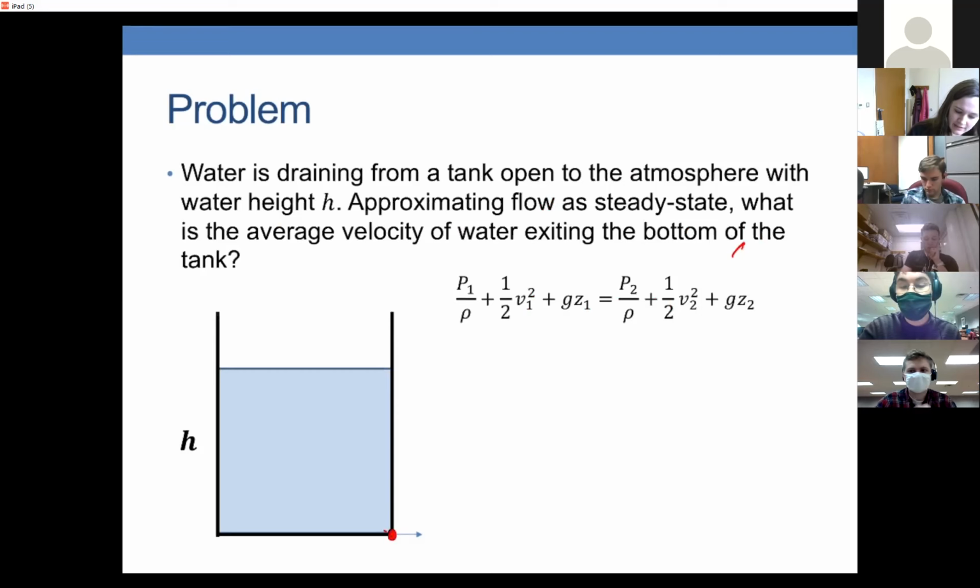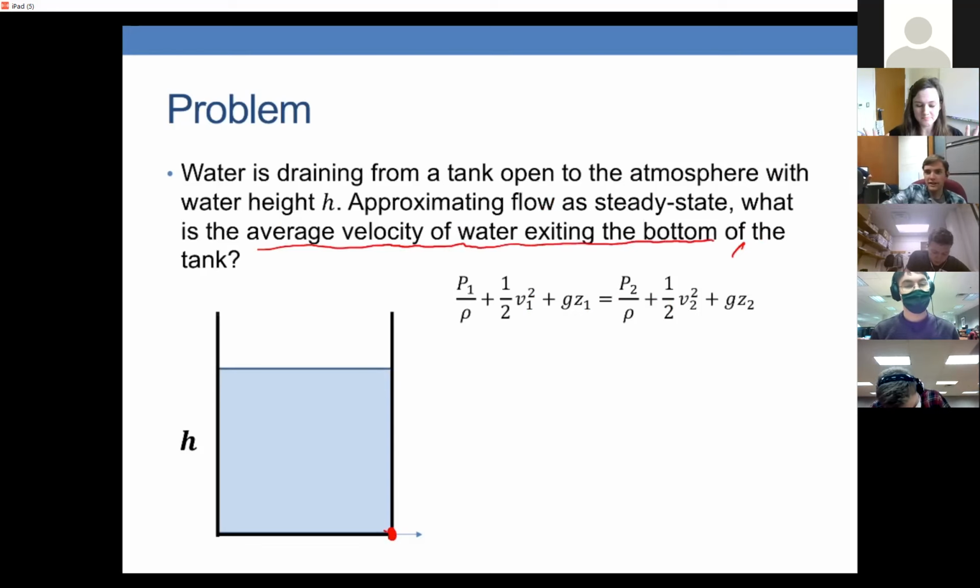But now we have the same situation, but now there's a hole in the bottom of the tank right here, and so it will be draining out. So what I want you to find is the average velocity of water at the bottom of the tank. So go through the same steps that I went through before, define point 1 and point 2. I'm going to give you a couple of minutes. We'll see what you come up with. Maybe if you have an answer, put it in the chat.